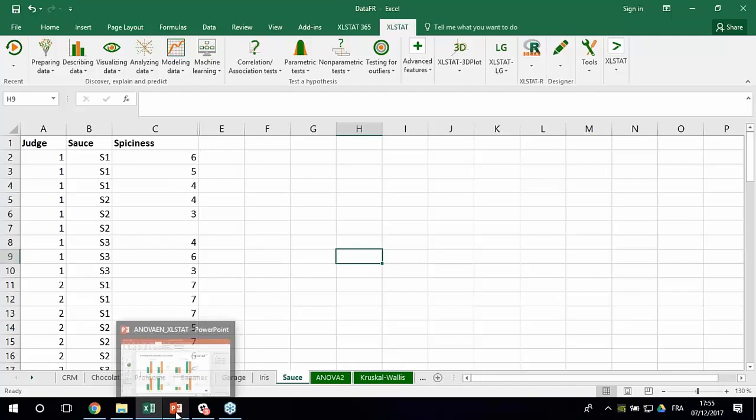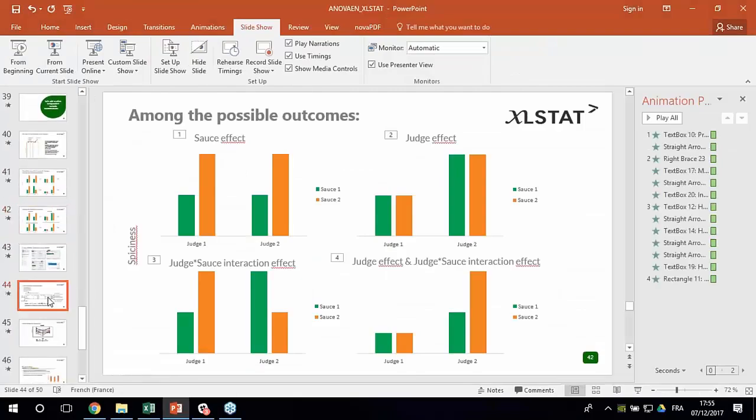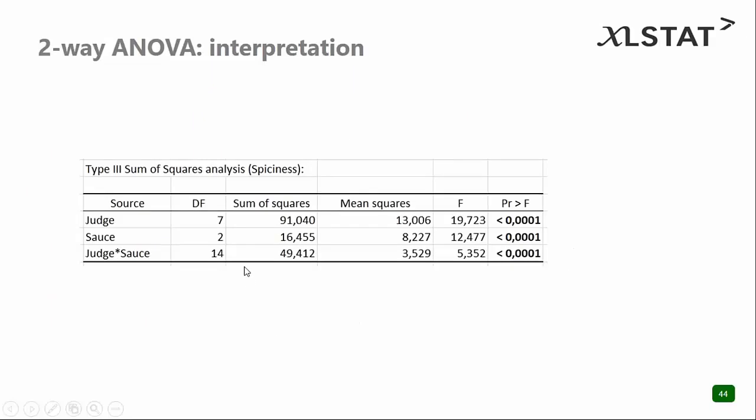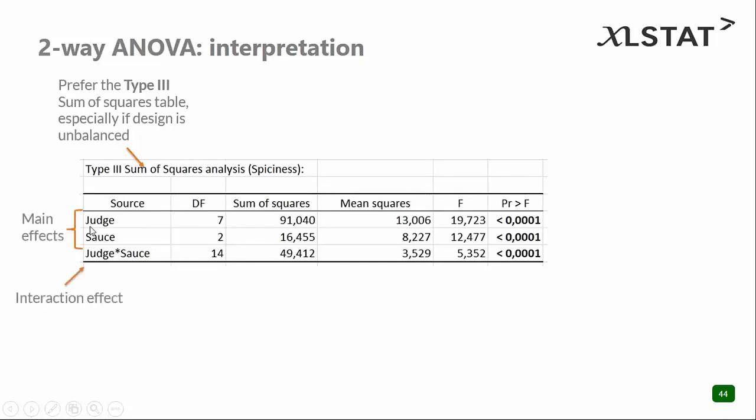So I will comment on this table right here. First of all, as I told you, just prefer the type 3 sum of squares table, especially if the design is unbalanced. Then each row represents one source of effects. You have the main effects here, so judge and sauce, and the interaction effect, which is judge multiplied by sauce. As you can see, each effect is linked to an F ratio and to a p-value.